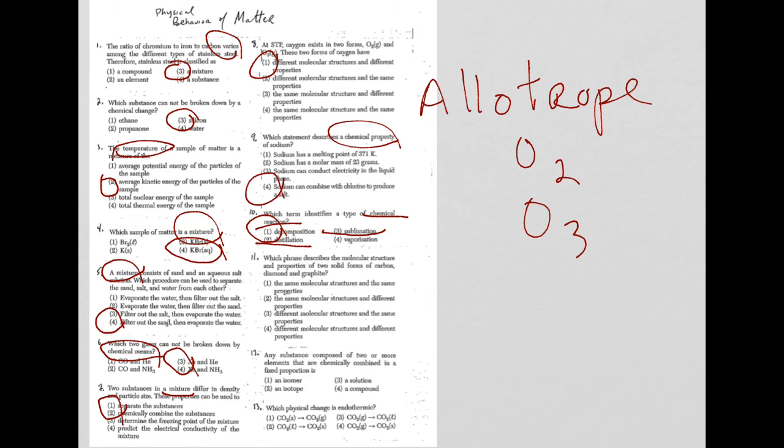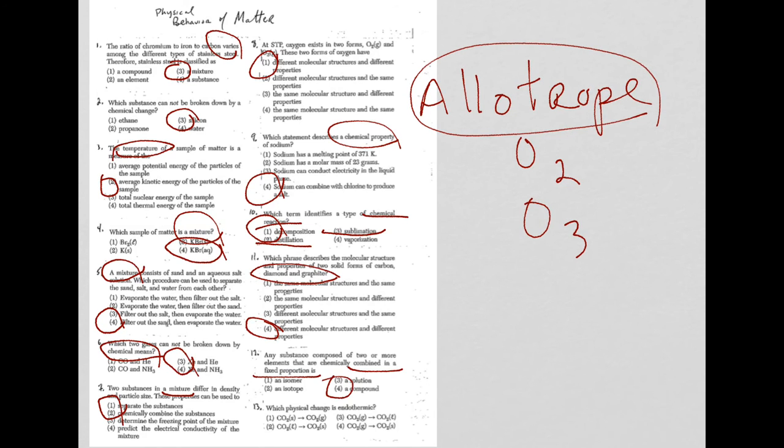For question 11, we're looking at two solid forms of carbon, diamond and graphite. Guess what? We're back to allotrope. You need to know allotrope. Again, in this case, different molecular structure, different properties. So in 2015, almost the exact same question, word for word, was seen twice. In question 12, any substance composed of two or more elements chemically combined in a fixed proportion. That's a definition for a compound. And then finally, in 13, which physical change is endothermic?